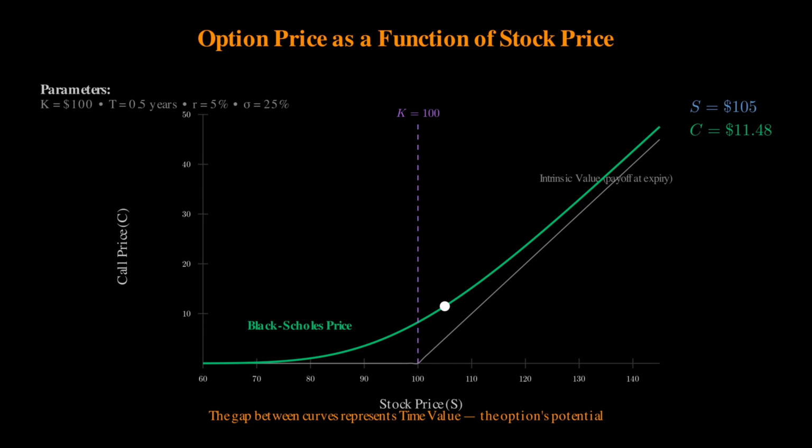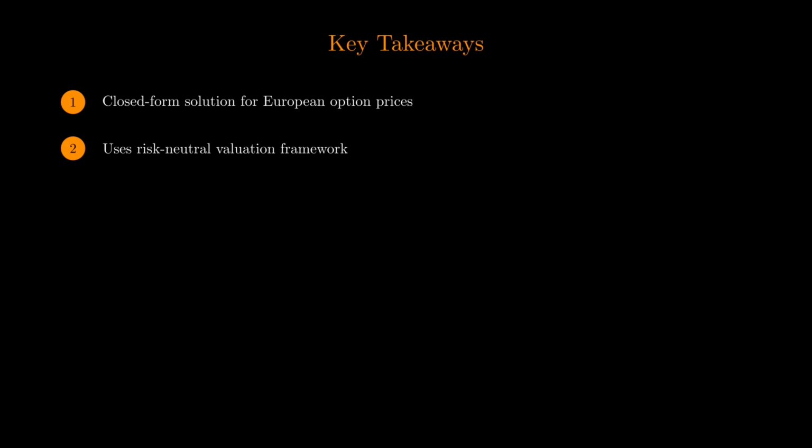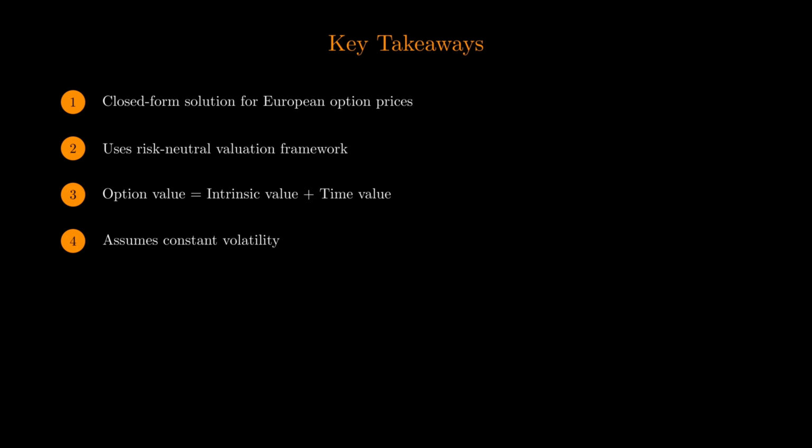Let's summarize what we've learned. First, Black-Scholes provides a closed-form solution for European options. No simulations required. Second, it uses the risk-neutral valuation framework, where we discount expected payoffs at the risk-free rate. Third, option value equals intrinsic value plus time value.